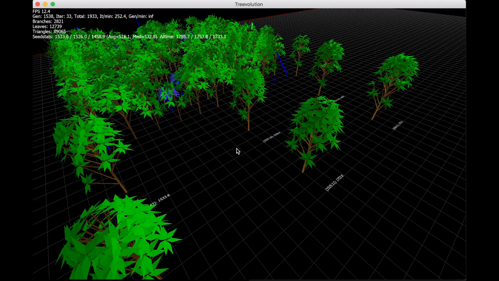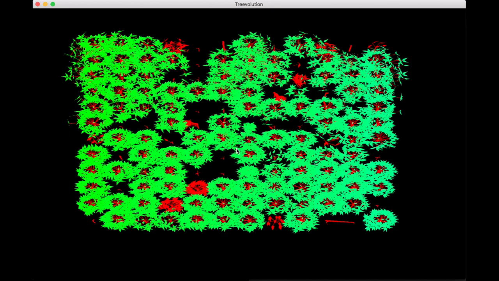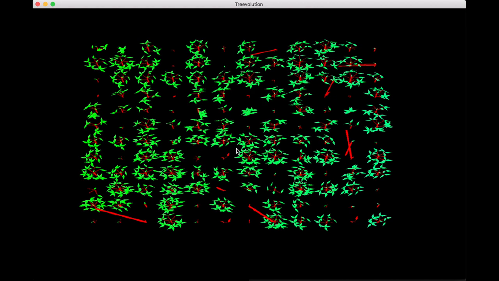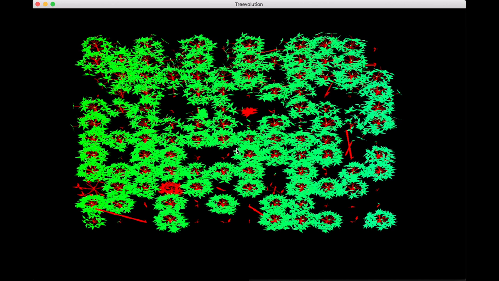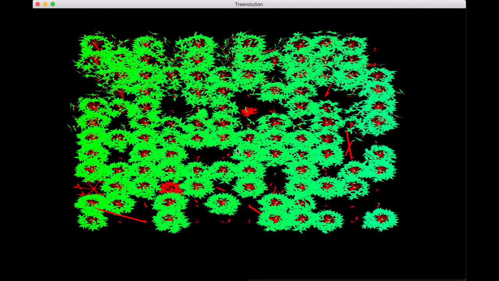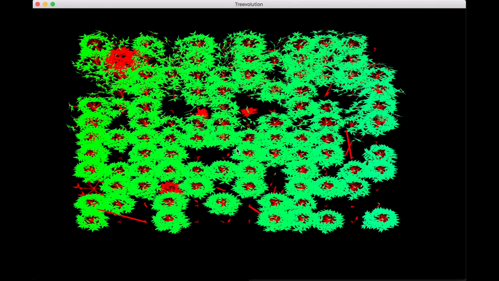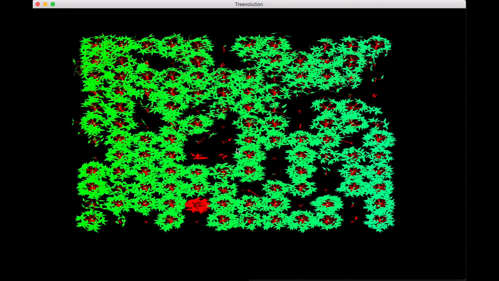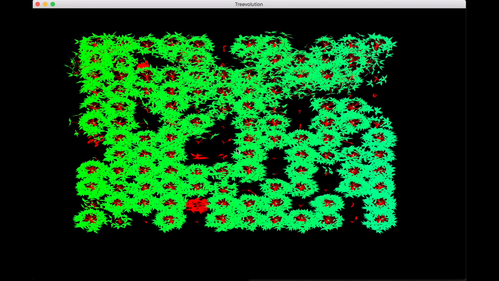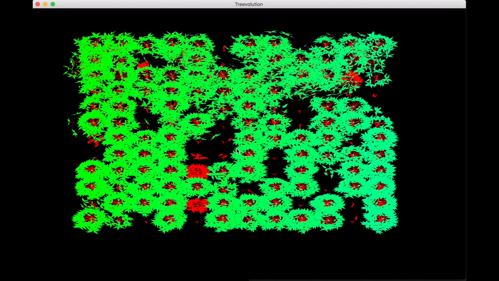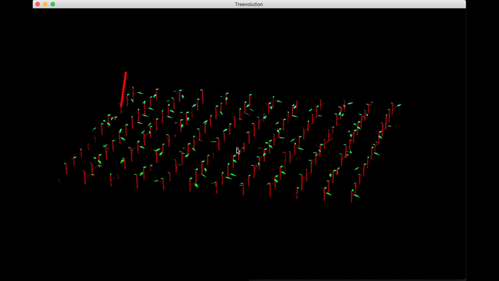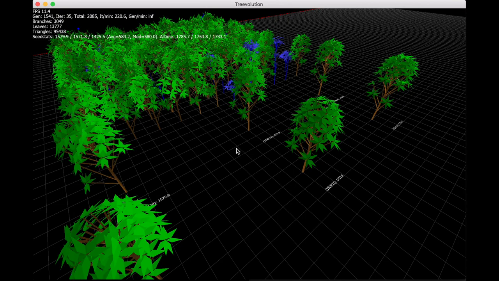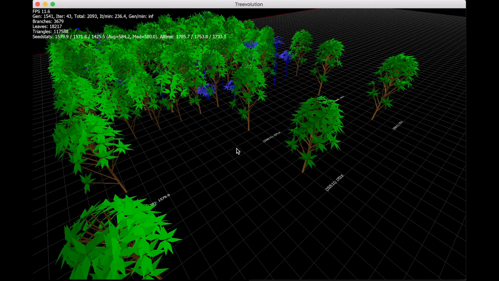Also, I wanted to show you this. Looking from above, it's starting to look like a real shot of a forest from above. So that's pretty cool, that in many ways we're seeing patterns that actually exist in nature. So, I'm happy for that.